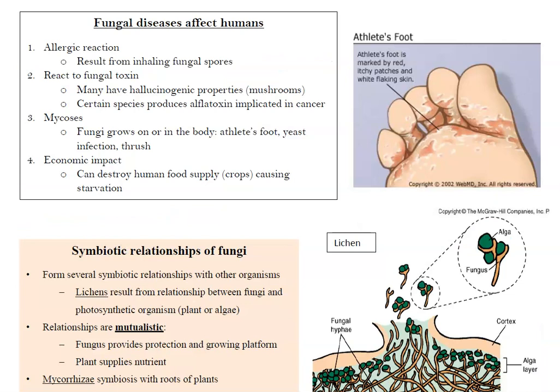Some fungi can cause diseases in humans. Allergic reactions can result from inhaling fungal spores. You can react to the fungal toxin. Many of them have hallucinogenic properties, like mushrooms. Certain species produce aflatoxins that are implicated in cancer. Mycoses are fungi that grow on or in the body, like athlete's foot, yeast infections, and thrush, which is like a yeast infection in the mouth. The economic impact: it can destroy the human food supply, so it can destroy our crops, which could cause starvation or famine.